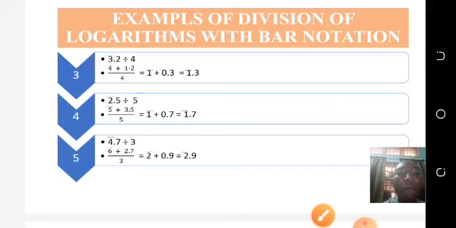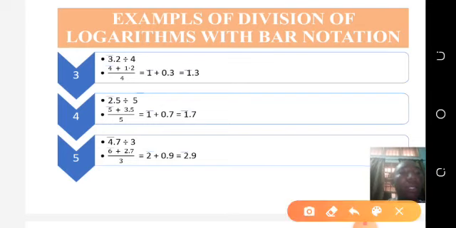Let's see example 5. Bar 4.7 divided by 3. Yes, 3 can divide 4, but you cannot try that with bar notation. You must divide it with numbers that are what? That are multiples of that divisor. And the divisor we have there is what? Is 3. What are the multiples of 3? 3. But you cannot use 3 because 4 is greater than 3. Next multiple. Good. 6. Minus 6.